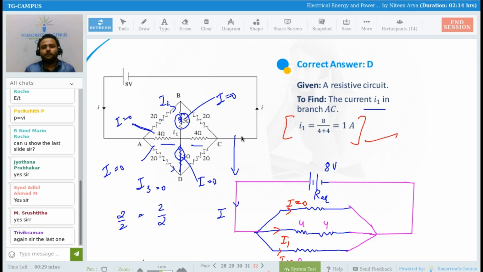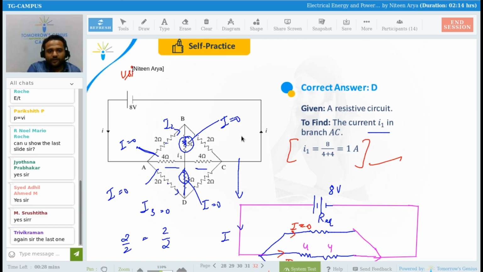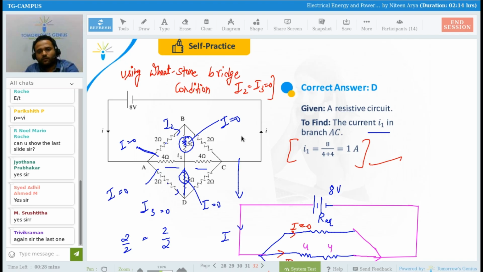Should I explain it again? Using the Wheatstone bridge condition. This is your, suppose, I2, and this is your I3. We have only this I1. I2 equals I3, which is 0. So we have only I1, which is 8 volts over the resistance 4 plus 4, which is 1 ampere. So the correct answer is D. Is this clear now?